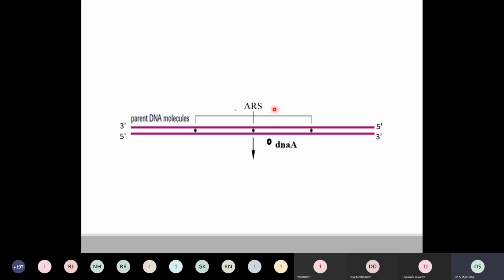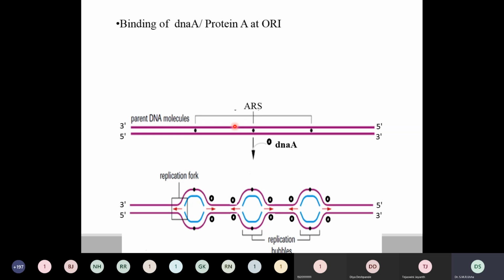a protein, DnaA protein, will bind to the parental DNA at these unique sites and cause local unwinding of the parental DNA so as to form replication bubbles. So binding of DnaA protein to unique sites causes unwinding or separation to form a replication bubble. That means you are just pulling the two strands apart.